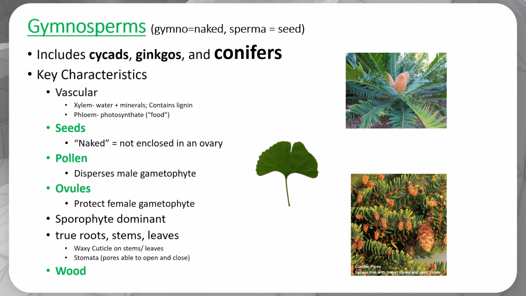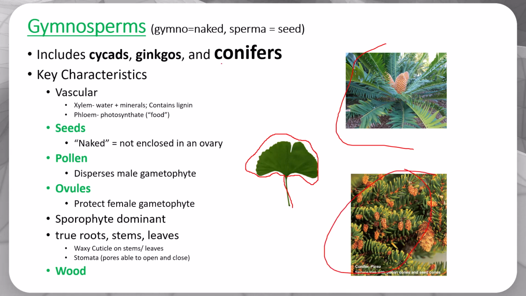So that brings us to the gymnosperms. Gymnosperms include cycads, which is what this picture is, ginkgos, which is a common landscaping plant, and there's only one genus of it, but ginkgos have these unique fan-shaped leaves, and conifers, which are going to be our representative member. So like a pine tree is a conifer, something with cones is a conifer.